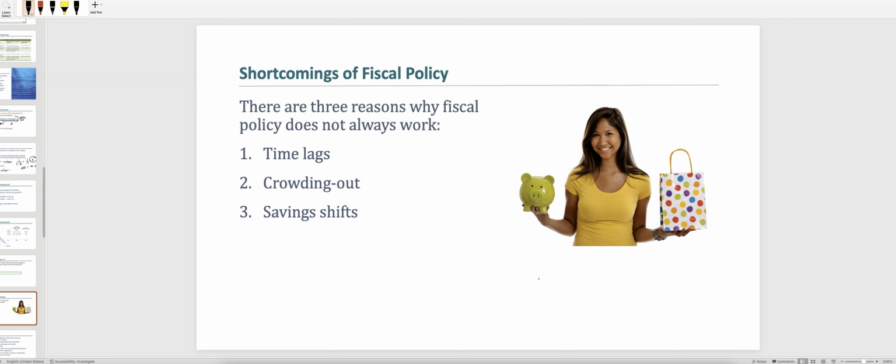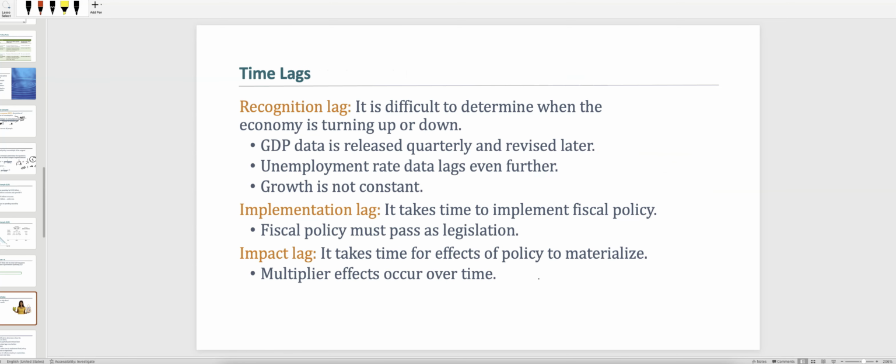So we don't always see that fiscal policy is a good thing. It doesn't always work out the way that we want it to, primarily because of three problems that emerge: time lags, crowding out, and saving shifts. So let's talk about each of these.